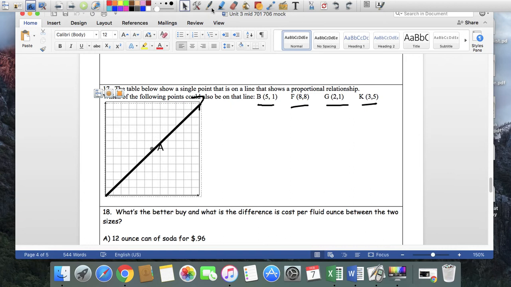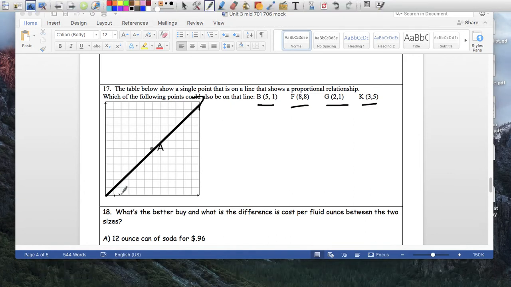Now, let's look at 5, 1. So 5 will be 1, 2, 3, 4, 5, and 1. Is that point on the line? No. F is 8: 1, 2, 3, 4, 5, 6, 7, 8, and then 8 up: 1, 2, 3, 4, 5, 6, 7, and 8. And it looks like this one is a yes. What about 2, 1? 2 to the right and 1 up. Well, that was close, but not on the line, so that's a no.